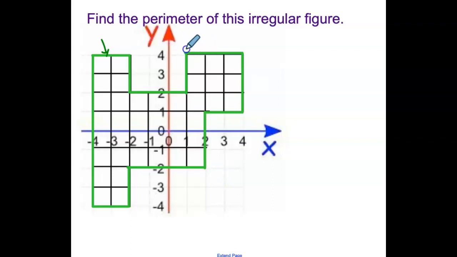So this distance right here would be 1 unit. In this case, it doesn't tell us. We're just going to call them inches, just so we can refer to them in the future. So this distance right here is 1 inch. Same with this. That's another inch right there, and so on. So let's go around and count all along the outside of this figure. We've got 1, 2, 3, 4, 5, 6, 7, 8, 9, 10, 11, 12, 13.